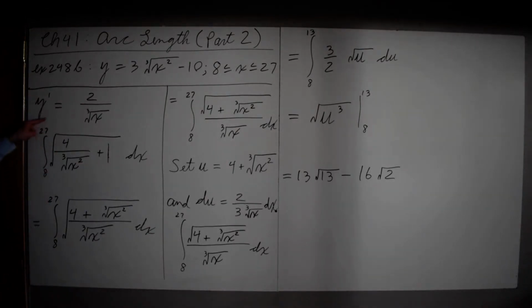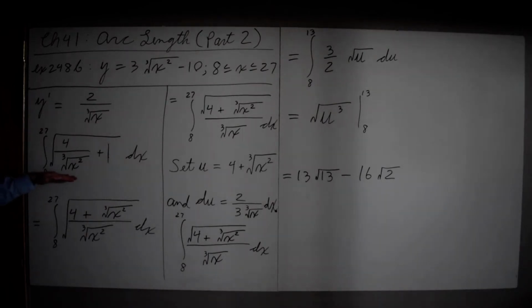So we'll calculate the derivative to start with, and then we will integrate the derivative squared plus 1 all under the square root. And we're integrating from 8 to 27. And at first this looks fairly intimidating, but we just look at it step by step.